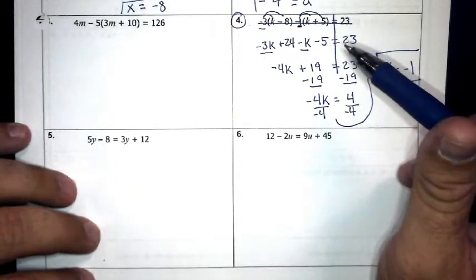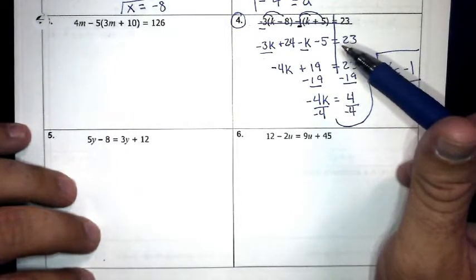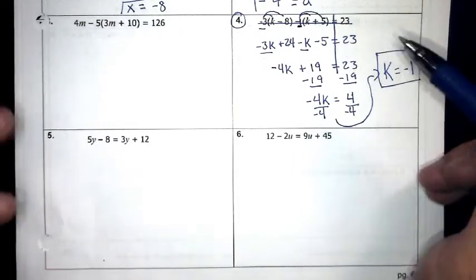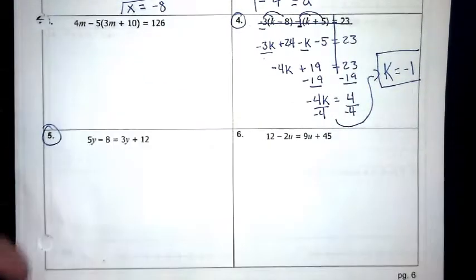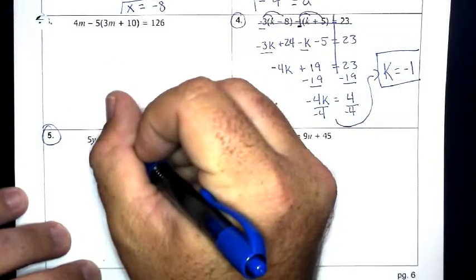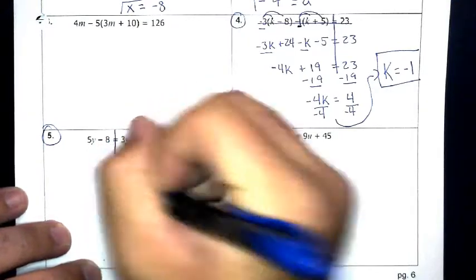We all good? All right, cool. Let's look at 5. Let's look at Cinco. Coach Kimball likes to draw the line down the middle. Differentiate your two sides.